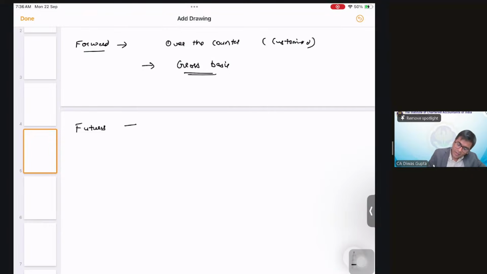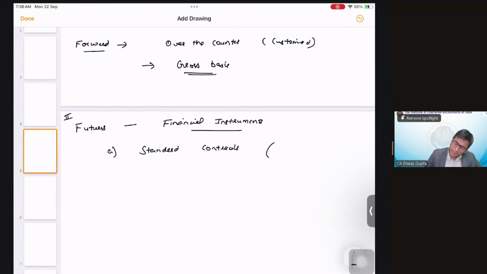So futures. The first part we discussed was forwards. Now let's talk about futures. Futures are also financial instruments. But in such a case, these are standard contracts wherein the quality and the quantity will be defined.